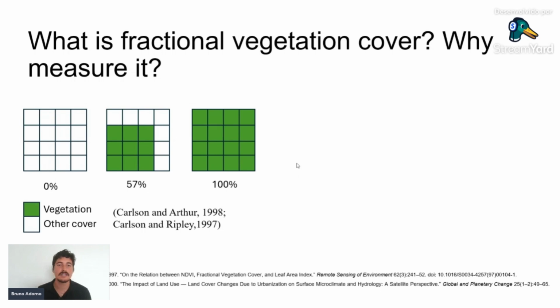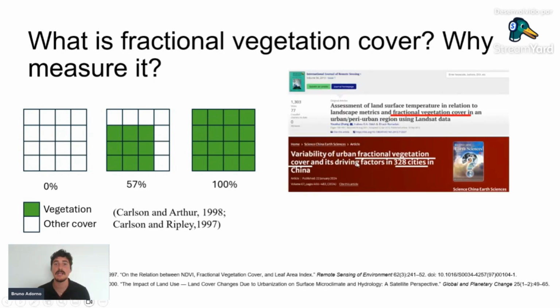So fractional vegetation cover, simply put, is, as the name says, the fraction of an area which is covered by vegetation. So it can range from 0 to 100%. This can be defined in remote sensing as the fraction of a pixel, which represents an area on land. This concept has been used in diverse disciplines like urban heat and also to understand driving factors that influence the variation of fractional vegetation in urban areas.